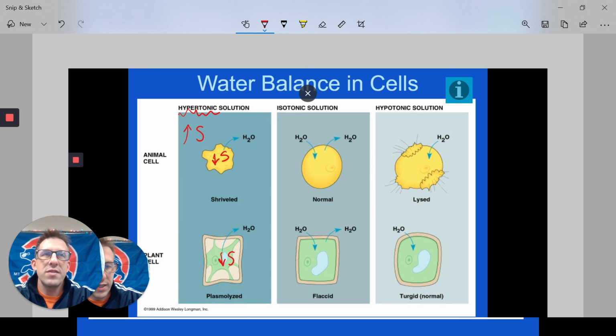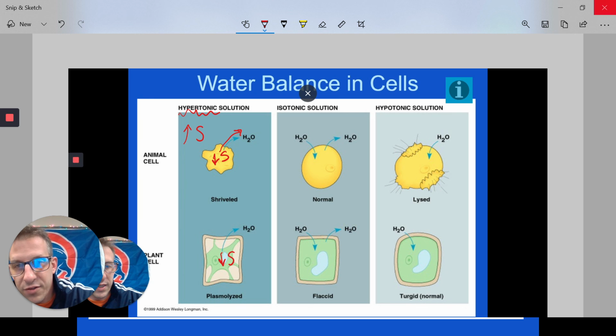Now, let's think about how water moves, just qualitatively. Water likes to dilute the solute. So in the animal cell, water is going to leave the cell and try to dilute this greater amount of solute, this higher concentration of solute. Same thing with the plant cell. And this leads to something known as plasmolysis, which I mentioned in the previous slide for the plant, and it just causes a shriveled cell in animals.